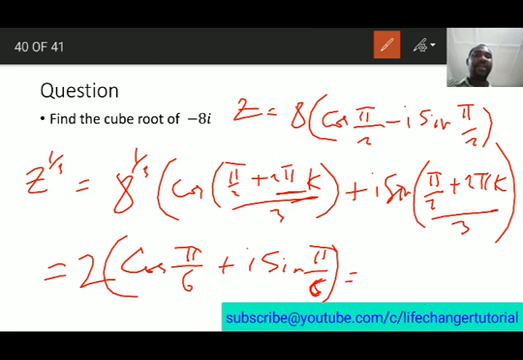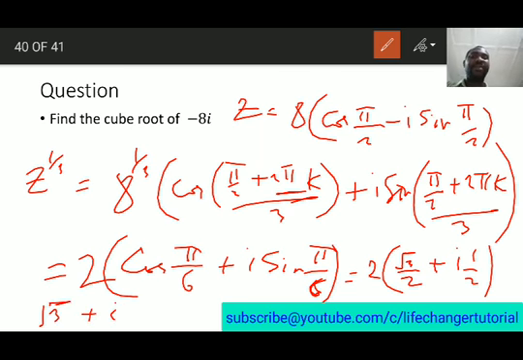So it means I can help you complete this. It's easier to do. So cos 30 is 0.866. So I can either say 0.866 or I say root 3 over 2, plus I sine 30, which is 1 over 2. So if you open the bracket, one of the answers, 2 times that, will give us root 3 plus I. So this is one of the cube roots of minus 8I.